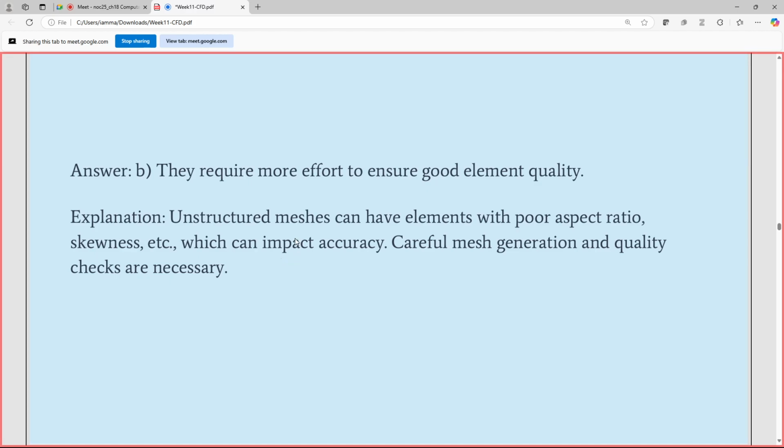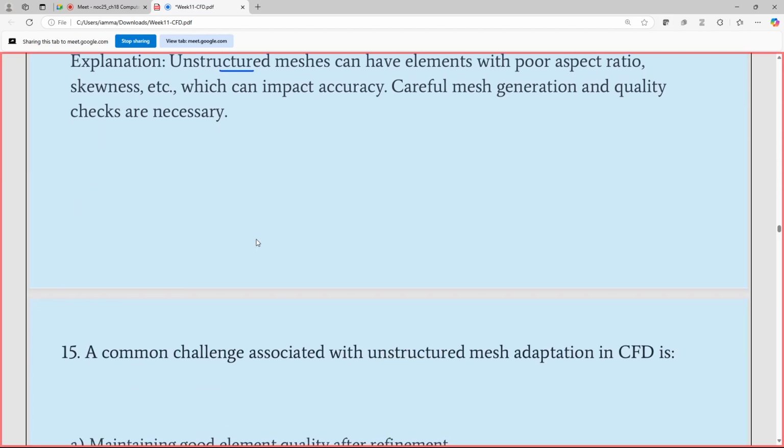So careful mesh generation and quality checks are necessary to ensure that we have obtained a good quality mesh with unstructured mesh. Even though unstructured meshing is easy, maintaining the mesh quality is difficult with unstructured meshes. Moving on to next question.